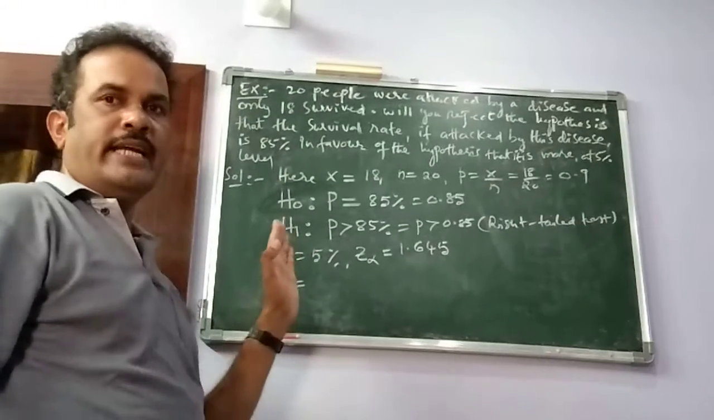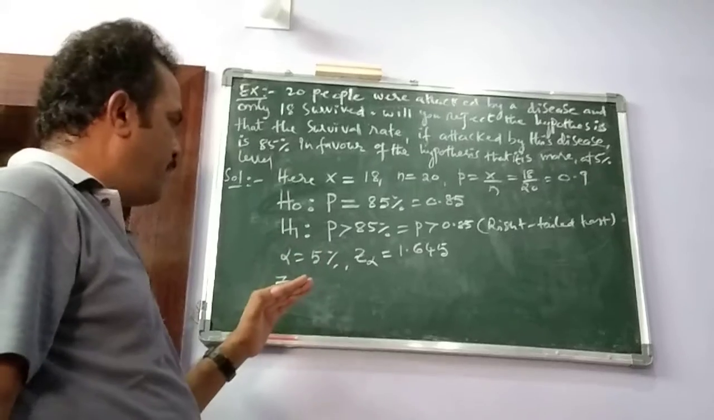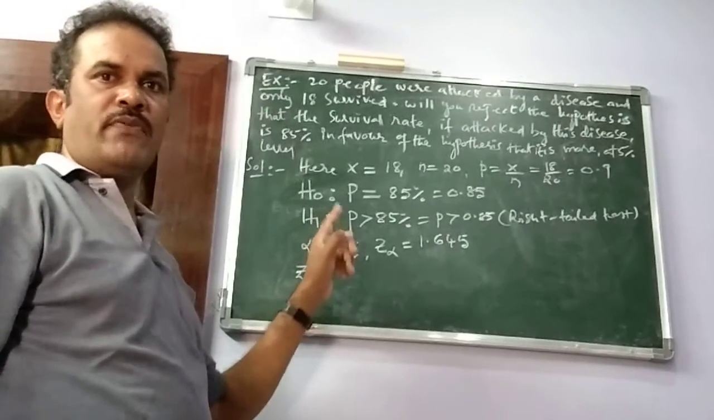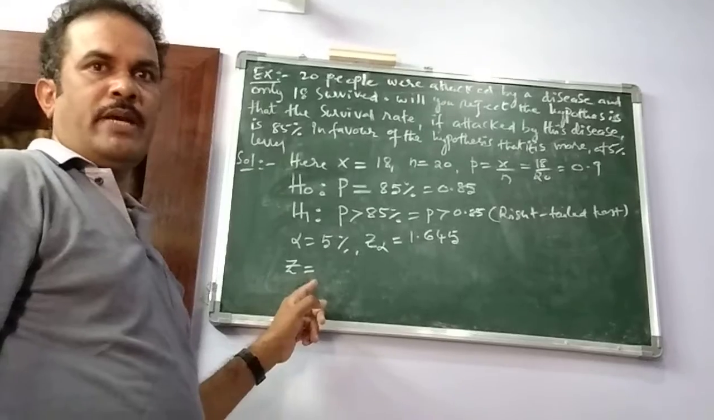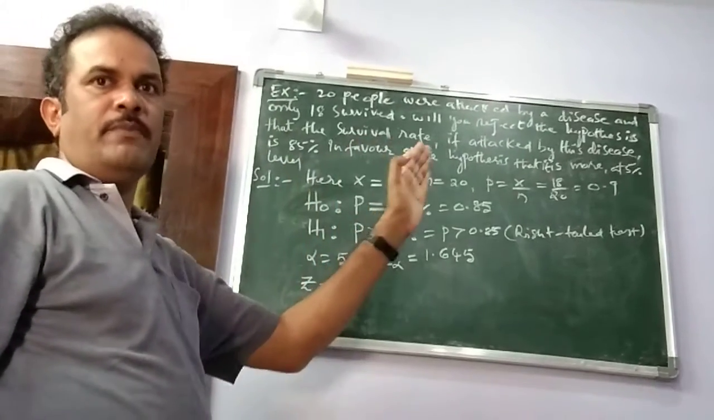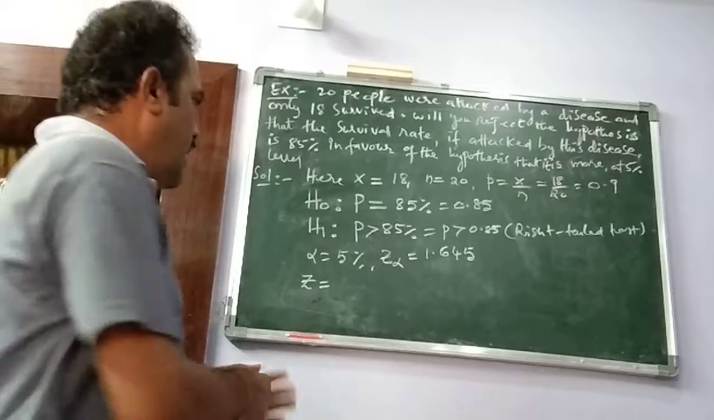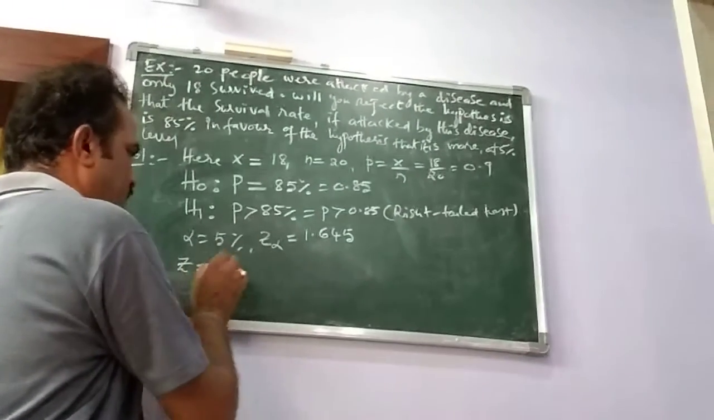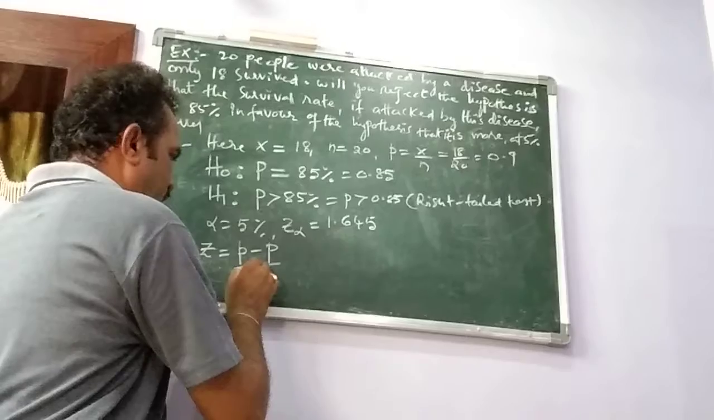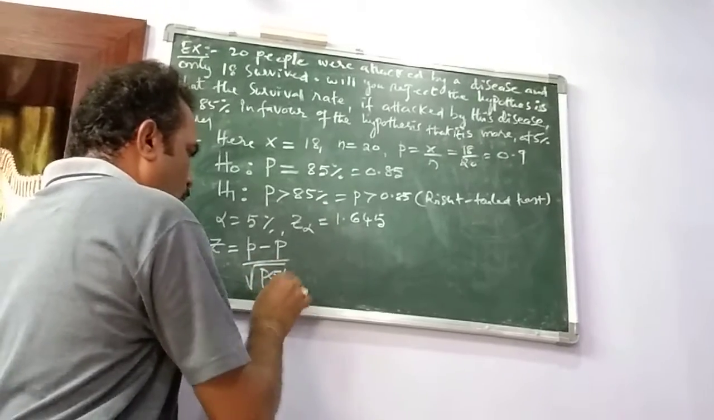We have two formulas of the test statistic for the single proportion. One is Z equals x minus np by square root of npq. Another one is Z equals small p minus capital P by square root of capital P capital Q by n. We can use either formula, the answer value is the same. The choice is ours. Okay, I will consider this formula: Z equals small p minus capital P by square root of capital P capital Q by n.